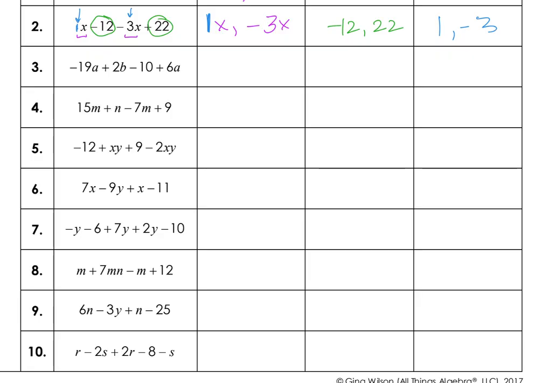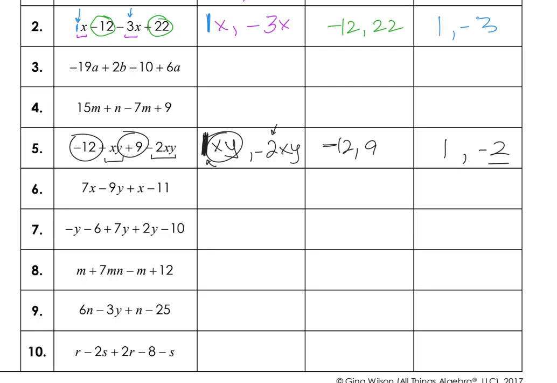So variable terms, well, there's xy. That's a variable term. Negative 2xy, that's a variable term. Constant terms, negative 12 and 9. And now coefficients, 1 and negative 2. Where am I getting that from? There's an invisible 1 right here. I'm going to make it really thick so that you can go, oh, yep, there's 1 xy. In fact, what's an xy? That's an xy. And then this is the negative 2 part.